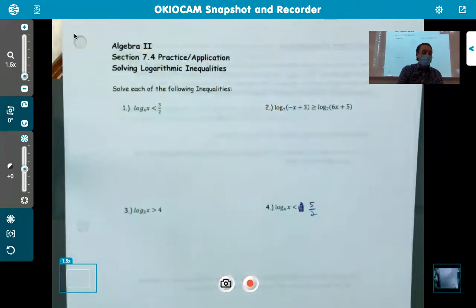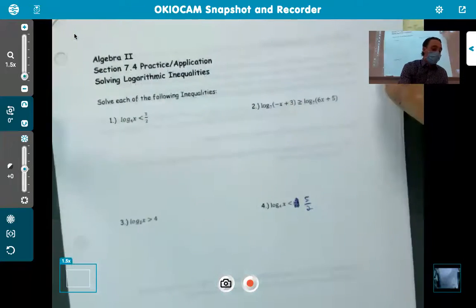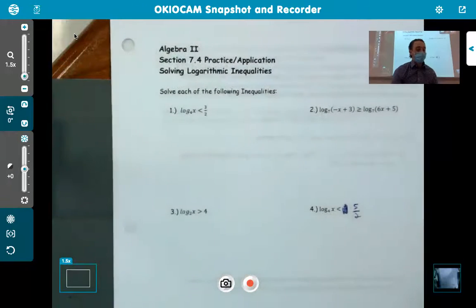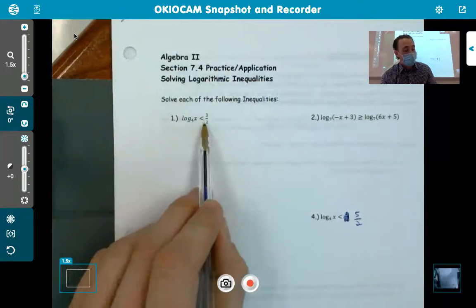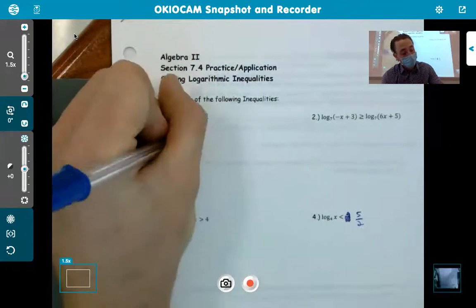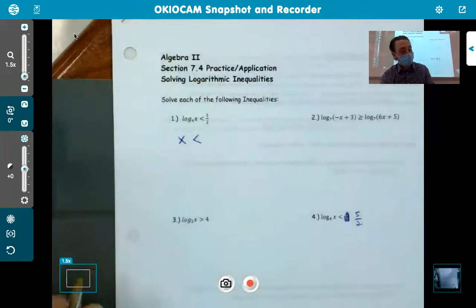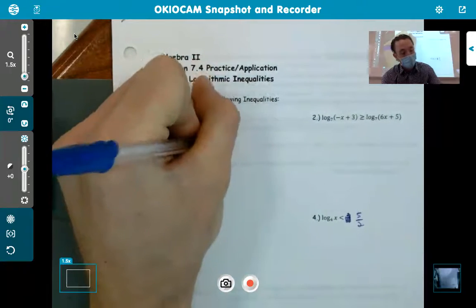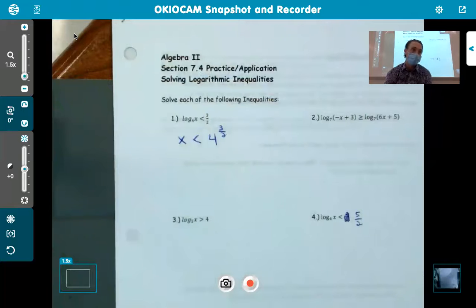So in number 1, the first thing I need to do is rewrite this as exponential. So I'll actually walk through this one on my own here. So I think to myself, well, what's the base and what's on the other side of my inequality? So I'm keeping the X here. I have my base, which is 4, raised to whatever that value is on the other side. All right. So that 3/2.